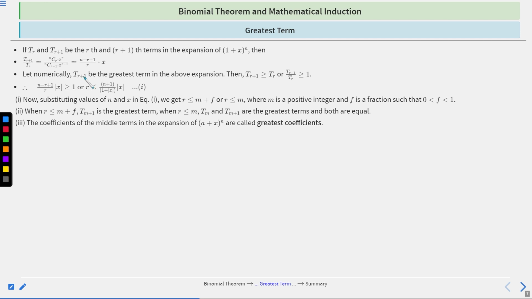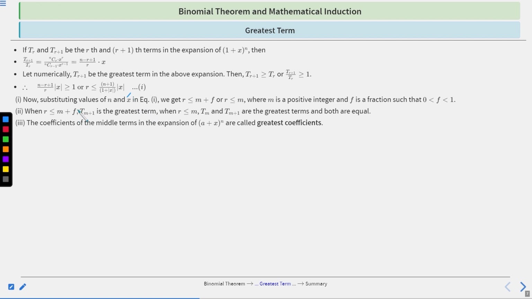Now let the numerically T(r+1) be the greatest term in the above expansion. Then T(r+1) is greater than or equal to T(r), or T(r+1)/T(r) is greater than or equal to 1. So after doing T(r+1)/T(r), we got (n minus r plus 1)/r times |x| greater than or equal to 1, or r will be less than or equal to (n+1)/(1+|x|) times |x|. So for T(r+1) to be the greatest term, r will be less than or equal to this thing.